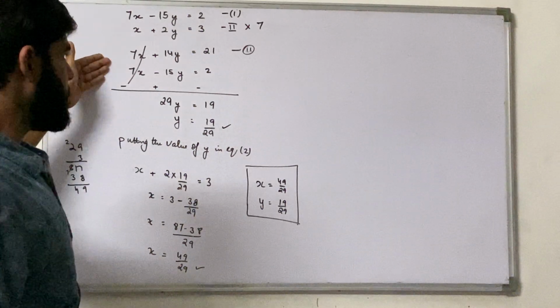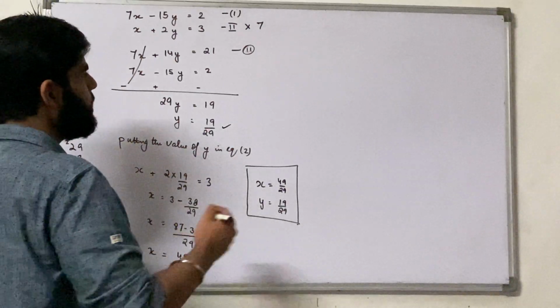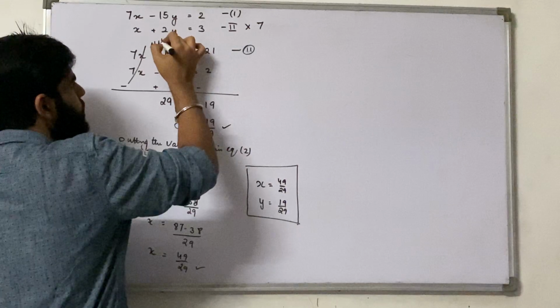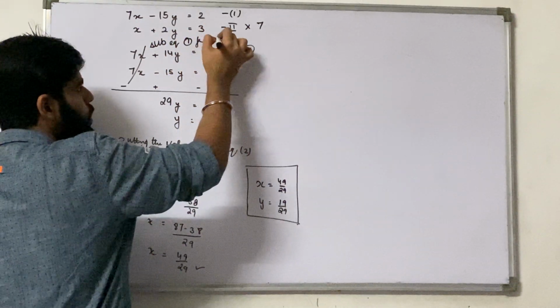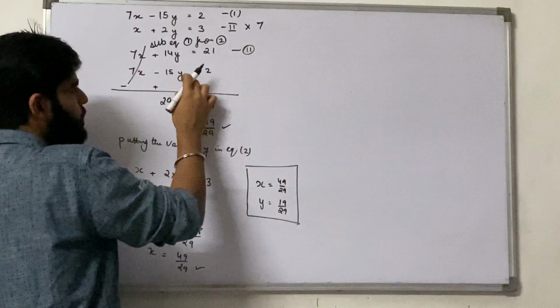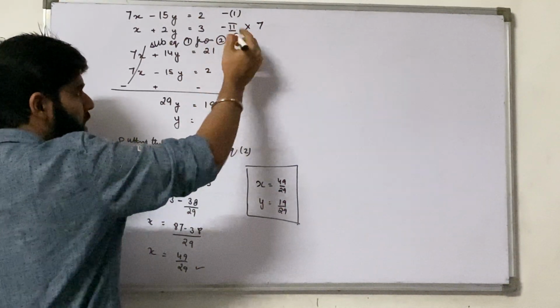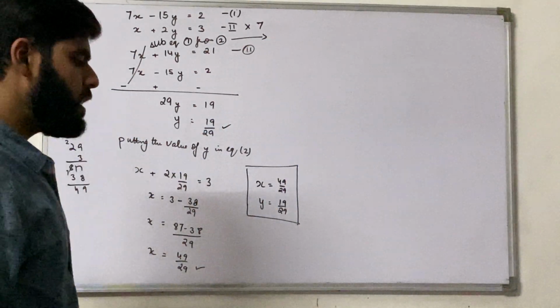Before starting this, you always have to mention from which equation have you subtracted which equation. Here we will write subtracting equation 1 from 2. I have subtracted the first equation from the second equation. So I will have to mention this over here, right? Note this down.